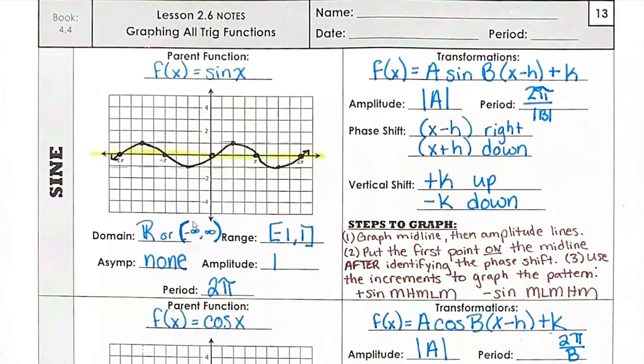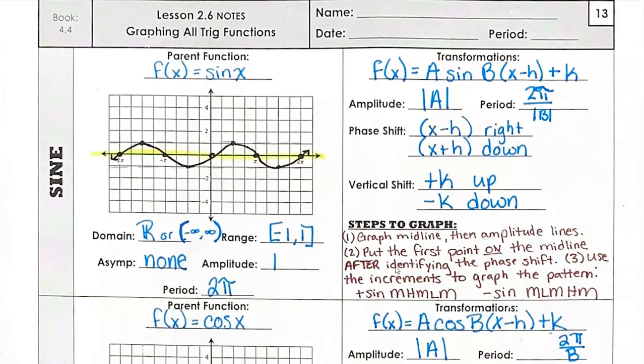All right, when I look at my parent function, that is when all of my a, b, h, and k are 1. Okay, so my parent function is just the sine of x. So when I look at graphing this, I always start with my midline first, and then I look at my amplitudes. My amplitude here goes up 1 and down 1 because that is my a value. My period is 2 pi, because that's 2 pi over b. And my increments are going to be 2 pi divided by 4, which is every pi halves. So here, here, here, and here.